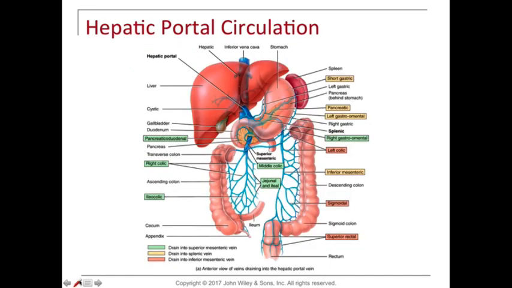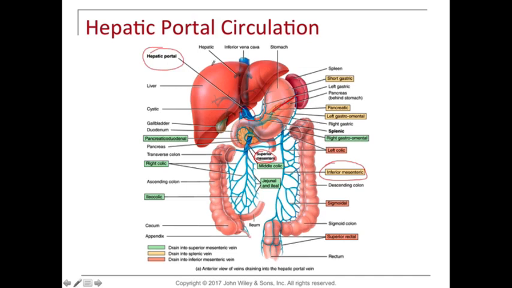Great picture, great illustration here, just showing how when blood is delivered to the digestive organs, they have to find a way back to the heart. So they have to find their way into the superior mesenteric. They have to find their way into the inferior mesenteric. And you also have, again, the splenic vein. Here, and that's going to lead into here, which is called the hepatic portal vein.